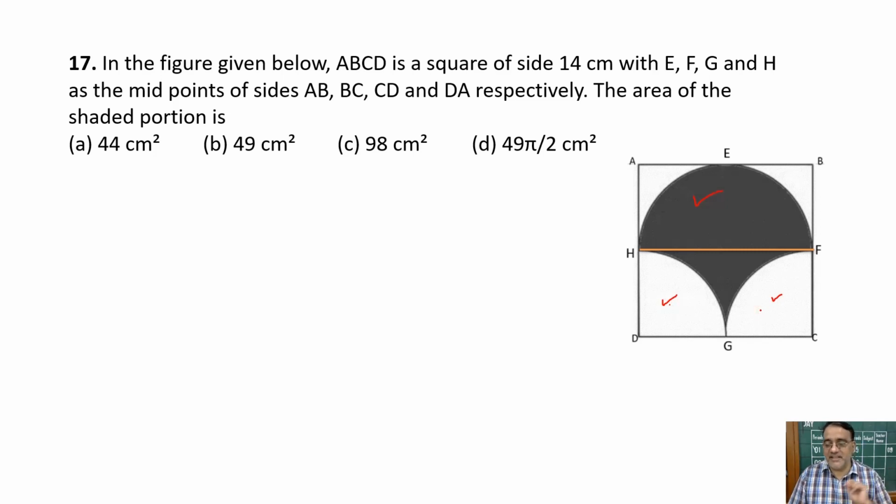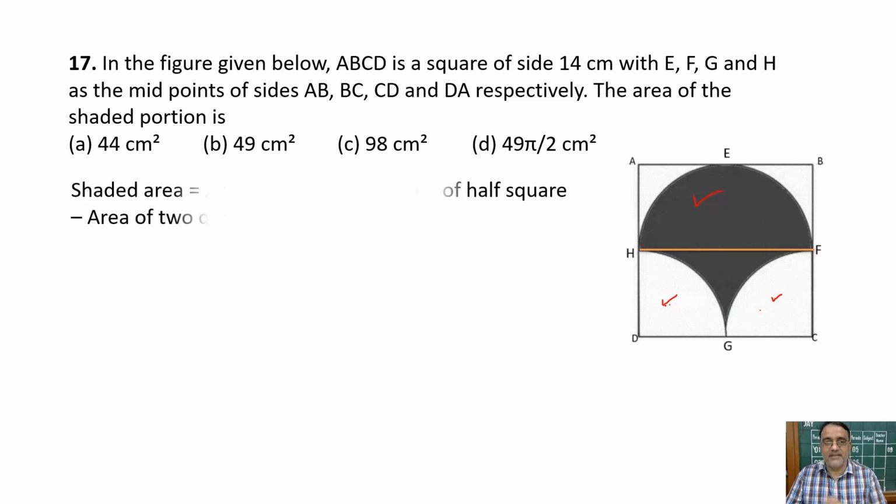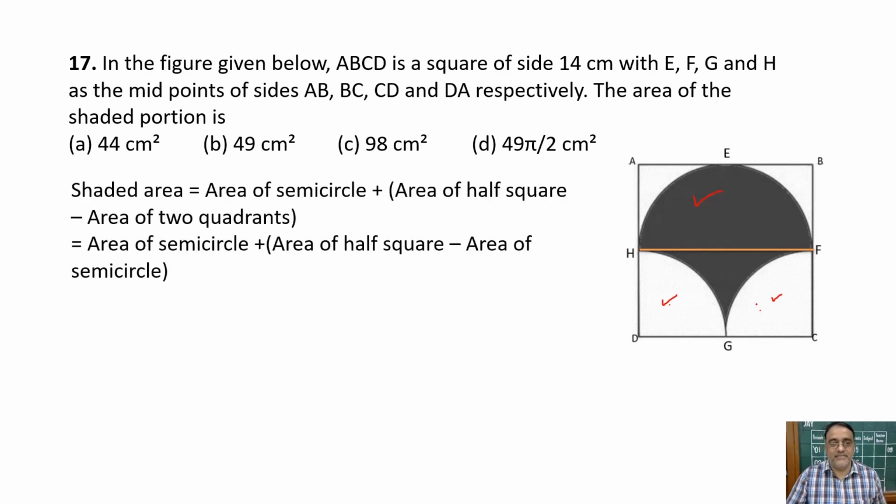सो शेडेड रीजन क्या हो जाएगा, एरिया ऑफ सेमीसर्कल प्लस एरिया ऑफ हाफ स्क्वायर माइनस एरिया ऑफ दिस टू क्वाड्रेंट्स, एंड दिस टू क्वाड्रेंट्स इज नथिंग बट एरिया ऑफ सेमीसर्कल, राइट. तो ये एरिया ऑफ सेमीसर्कल प्लस माइनस कैंसिल हो जाएगा and we'll get only area of half square, and that is nothing but half a square, and a is already given 14 centimeter.